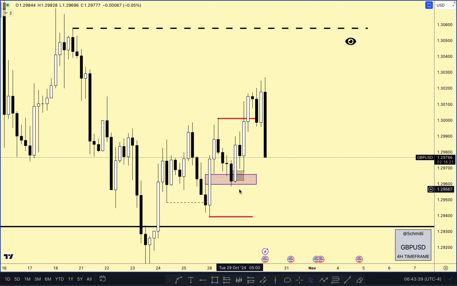We then waited for the London Open kill zone, which is between 2 a.m. to 5 a.m.